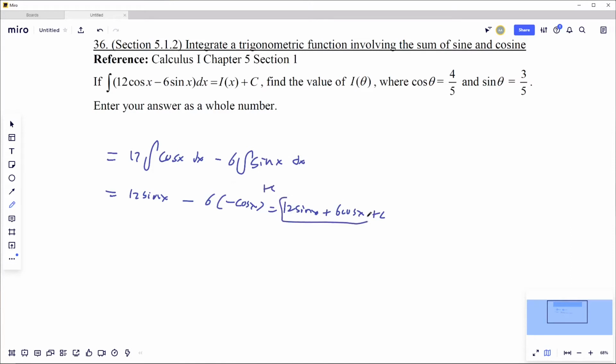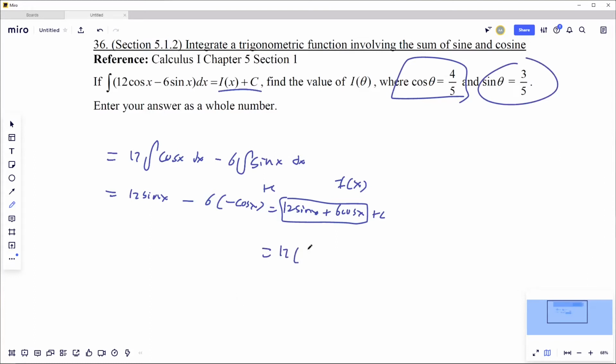because it's an indefinite integral. This part is I of x, as they said over here, I of x plus c, and we just want to substitute theta. If you substitute theta, they told you cosine theta is this, sine theta is that. So it's 12 times sine, which is 3 over 5, plus 6 times the cosine, which is 4 over 5. This is fairly easy. If you do the addition, I believe you get 12. 12 times 3 over 5, 36 over 5, plus 6 times 4 over 5. Whoops, my bad.